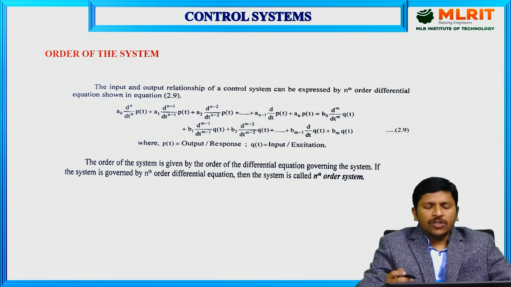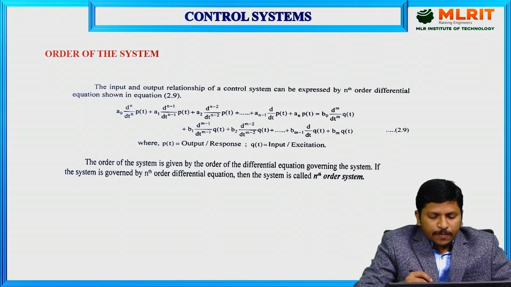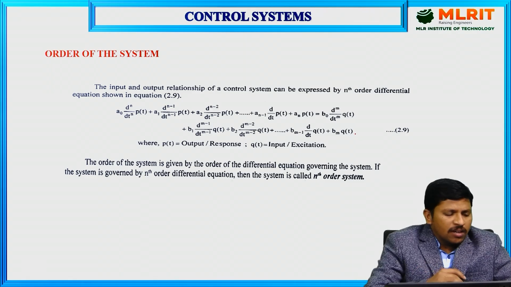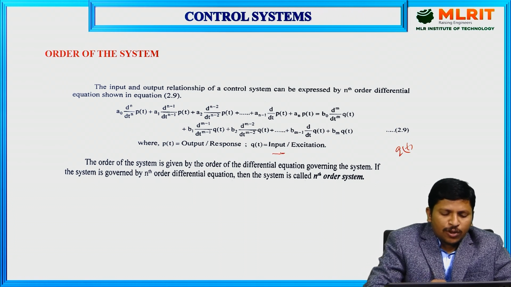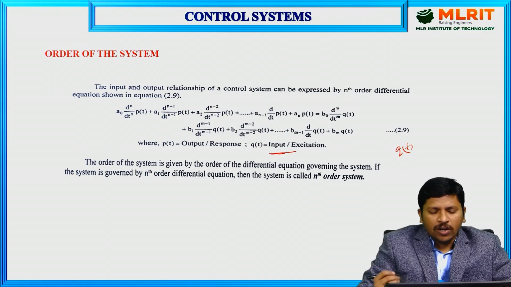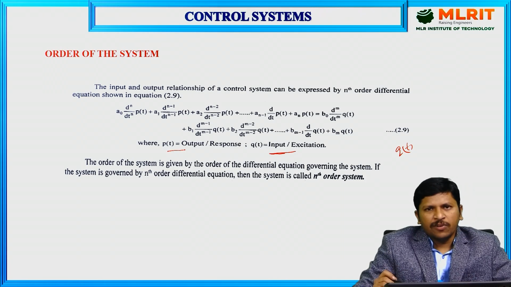Here I am going to consider one input and output relation equation. I am going to consider the input as q of t. Observe, q of t is my input, another name for the input signal is the excitation signal, and the output is p of t, another name for the response. The input is q of t and the output is p of t.